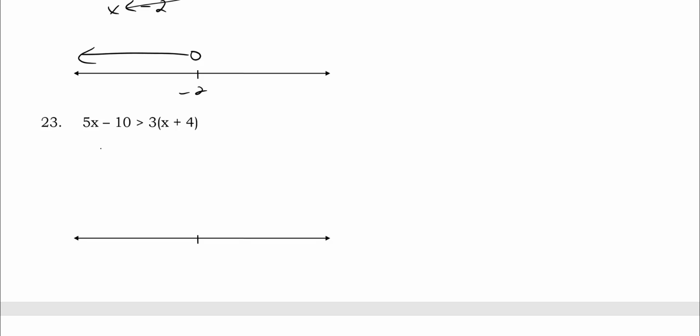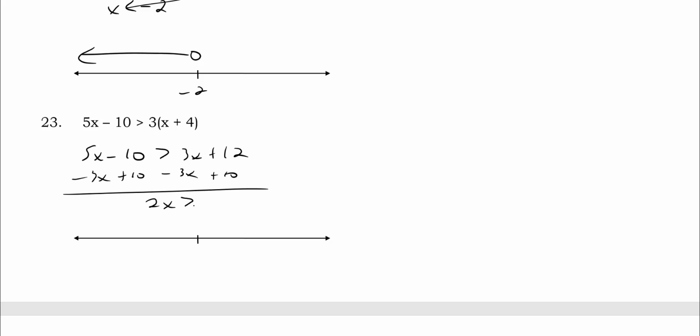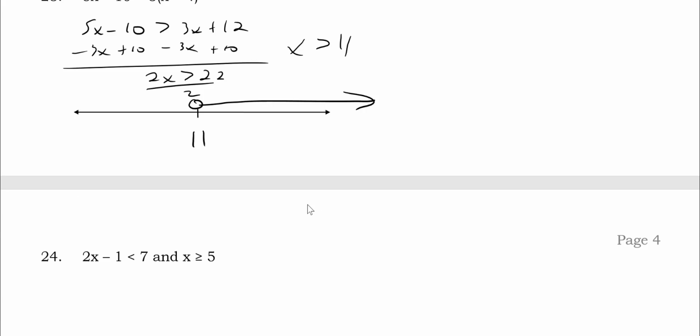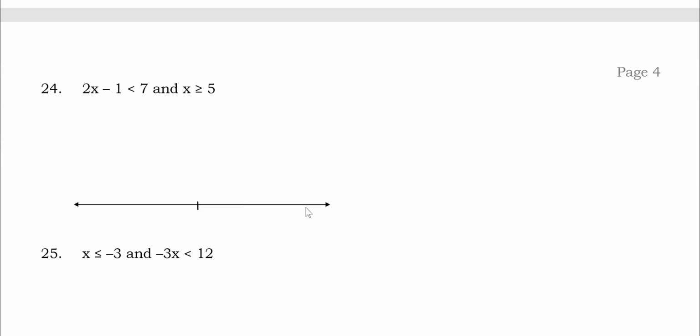Okay. I'm going to distribute that 3, so I get 5x minus 10 is greater than 3x plus 12. So I'm going to subtract 3x from both sides and add 10 to both sides. So 2x is greater than 22, divide by 2. X is greater than 11. So here's 11, and it's greater than, so it's an open dot, and it points that way. Okay, we're cruising through here, guys.